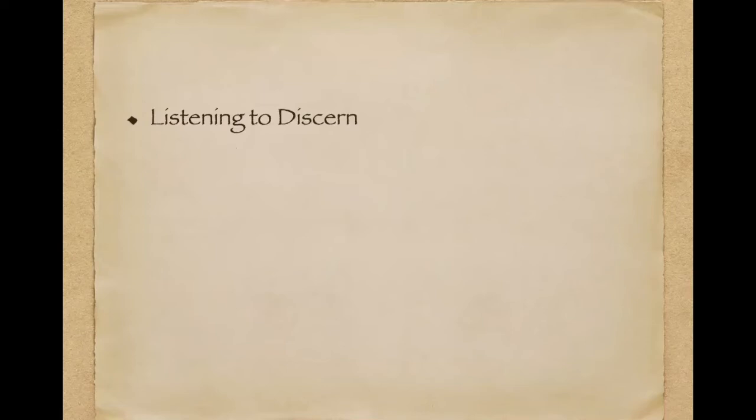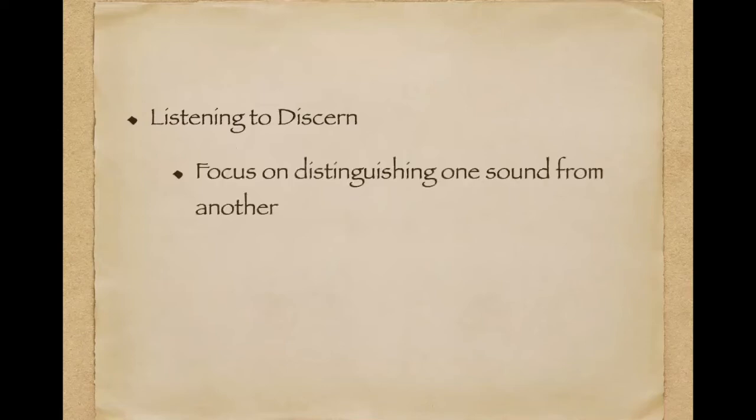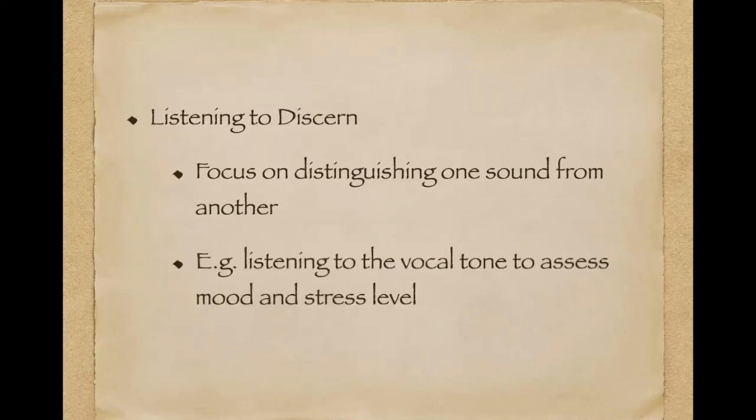Listening to discern is when you focus on distinguishing one sound from another to decipher something. The most common form is to listen to somebody's vocal tone to assess their mood and stress level. For example, if you're concerned that your romantic partner is angry with you, you might listen carefully to the sound of his or her voice rather than the actual words to help you determine whether he or she is really mad and the level of madness.